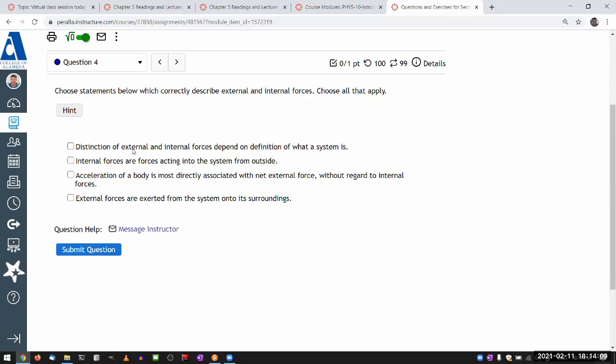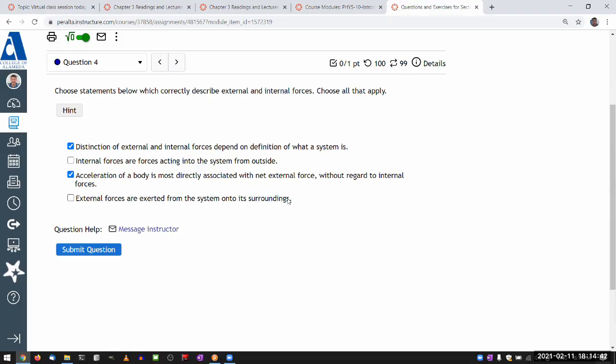So the distinction of external and internal forces kind of depends on what you define your system as. So I'm going to say yes. Internal forces are forces acting into the system from outside. That doesn't sound like it. That sounds external to me. Acceleration of a body is mostly directly associated with the net external force without regard to internal forces. Actually, yes. And this is what I want you to demonstrate with the help of a simulation. External forces are exerted from the system onto its surroundings.